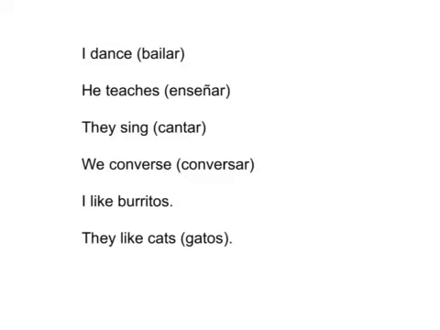So I dance. I would be yo. Dance would be bailar. We're going to take off the AR, and the ending for yo would be o. It's always a good idea in the margin of your test or whatever to write down the verb endings, so you don't accidentally forget or mess it up. You can point to it and remember what your ending is going to be.